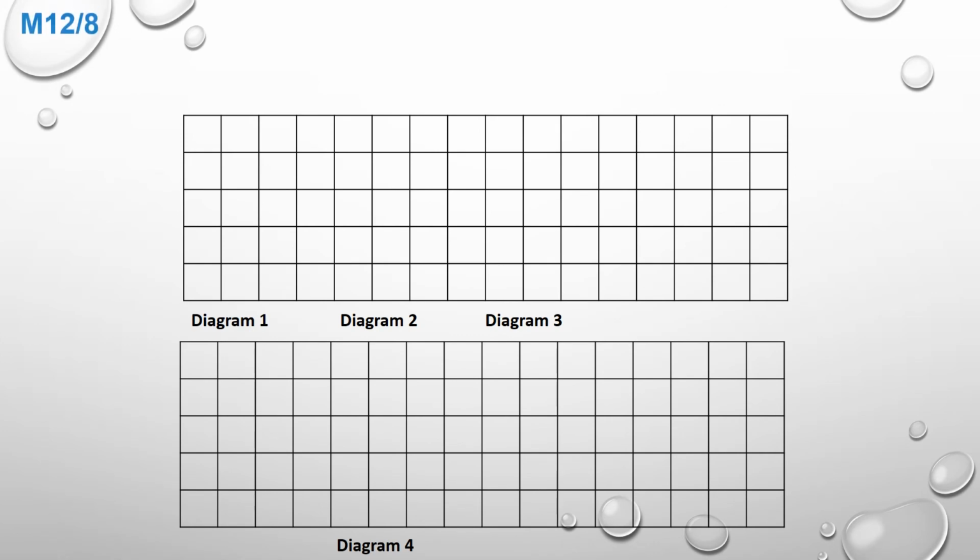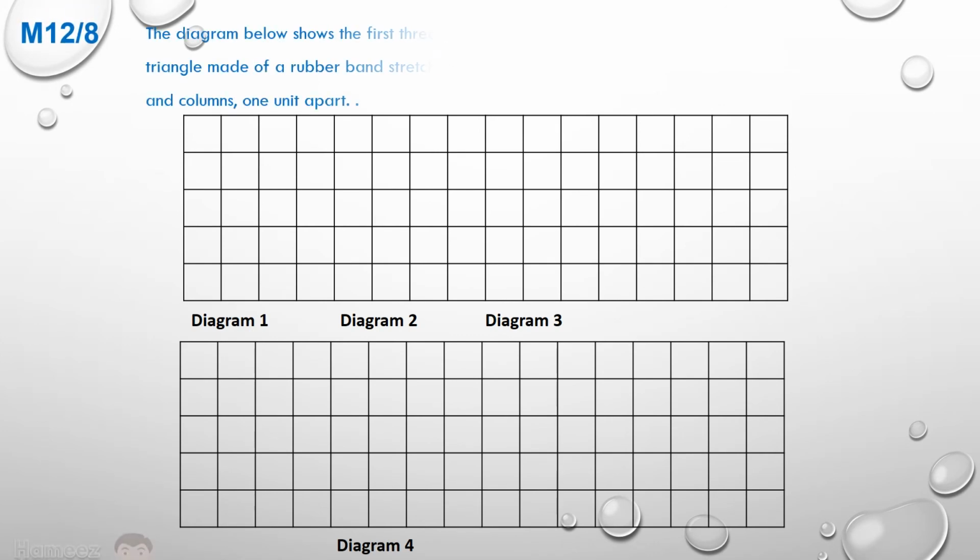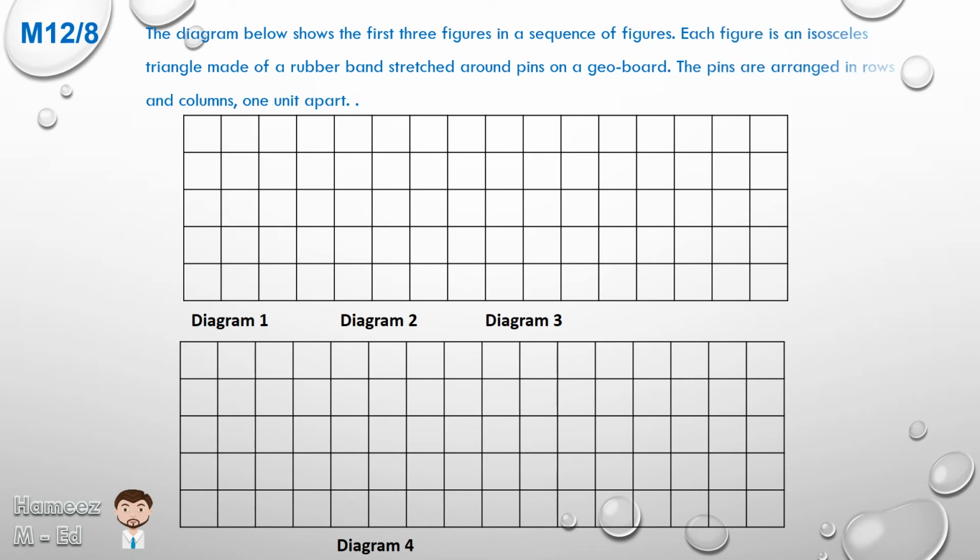May 2012, number 8. The diagram below shows the first 3 figures in a sequence of figures. Each figure is an isosceles triangle made of a rubber band stretched around pins on a geoboard. The pins are arranged in rows and columns 1 unit apart. On the answer sheet provided, draw the fourth diagram in the sequence.